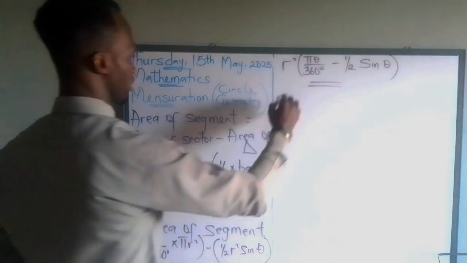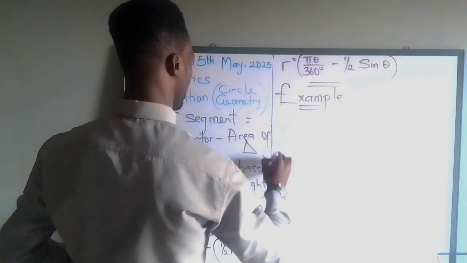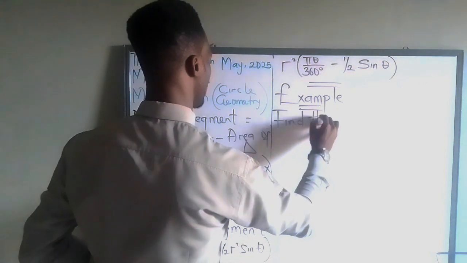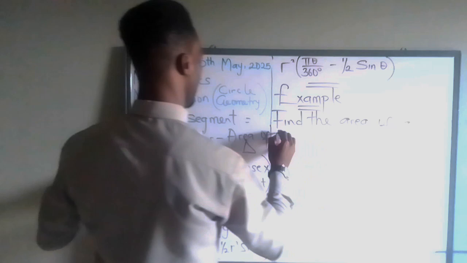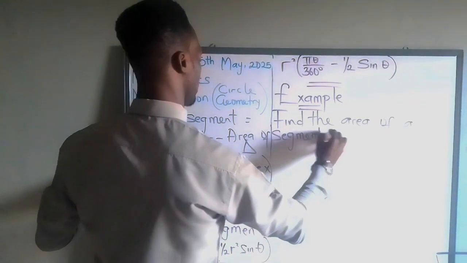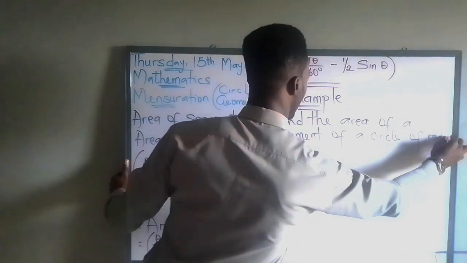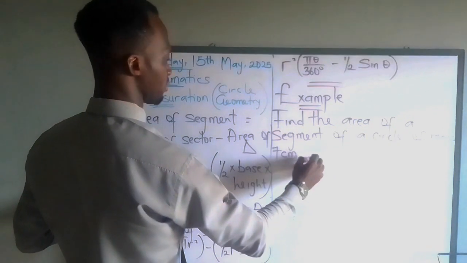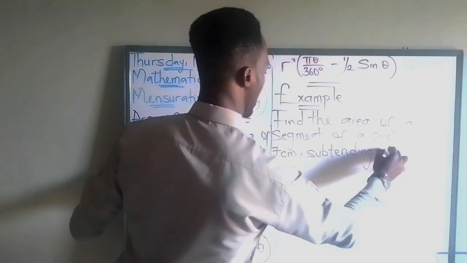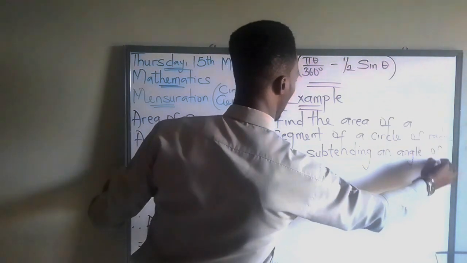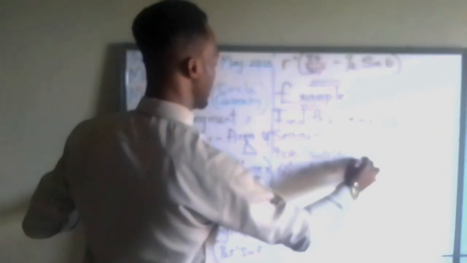Now let us take an applied question. Example. Find the area of a segment of a circle of radius 7 centimeters, subtending an angle of 60 degrees at the center.